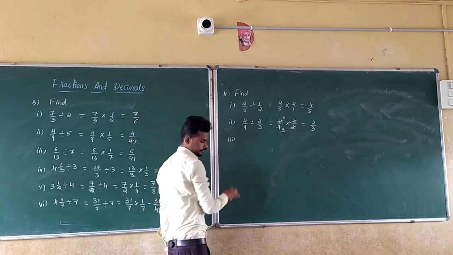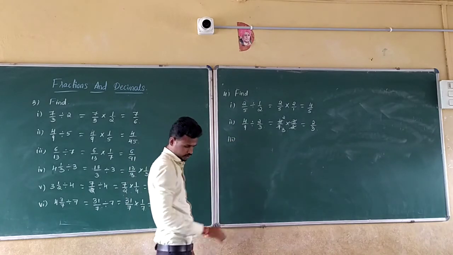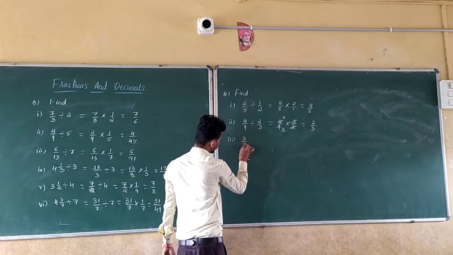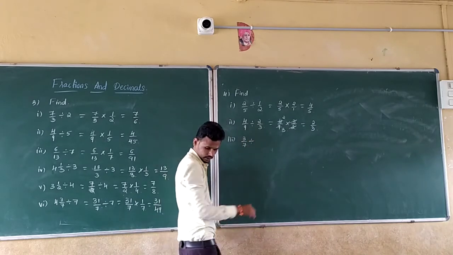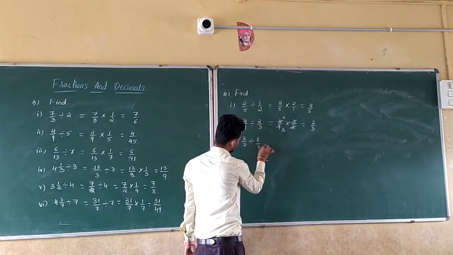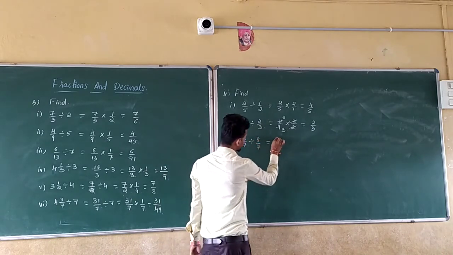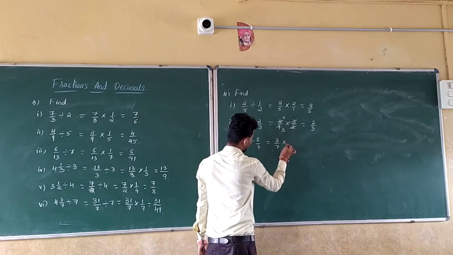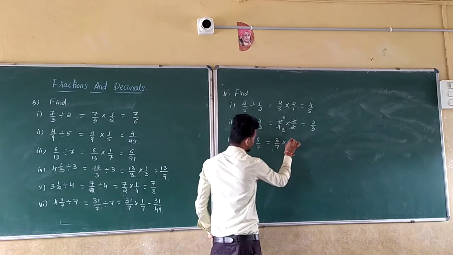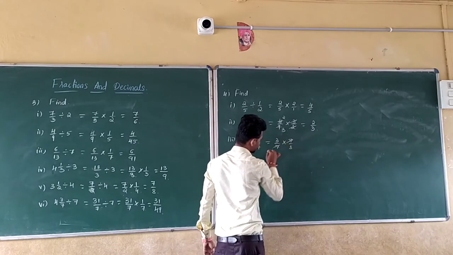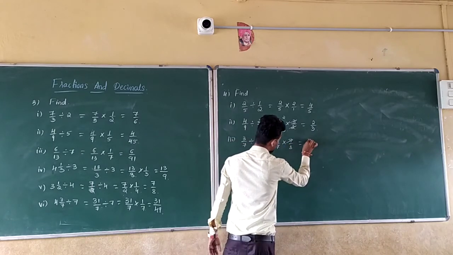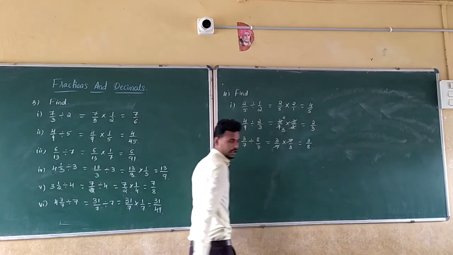The third one, 3 by 7 divided by 8 by 7. Which is equal to the first number as it is, 3 by 7, into the second number will become the reverse, 7 by 8. The 7 on the numerator and the 7 on the denominator get cancelled. So what will we get as the answer? 3 by 8.